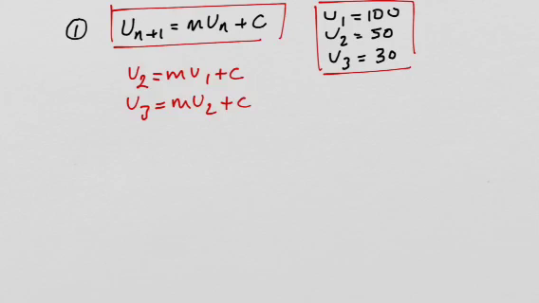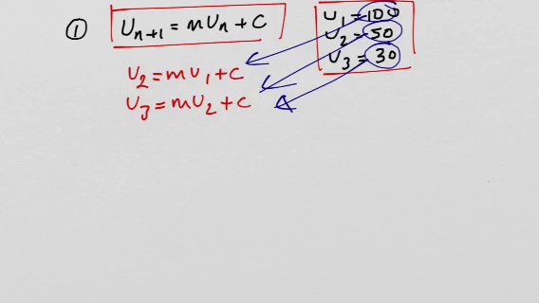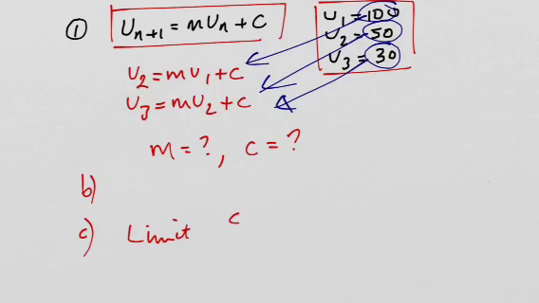Now all we need to do is take each of these values, the 100, the 50 and the 30, and then plug them into these two formulas, get simultaneous equations, and then work out what m equals and what c equals. Part B, that's just your condition for a limit to exist, which you should know, and then part C is just the formula for the limit, which is c over 1 minus m. So just plug your values in from the first part.